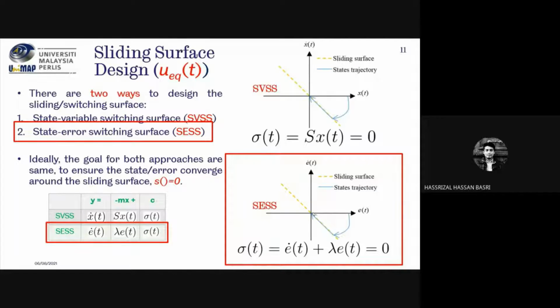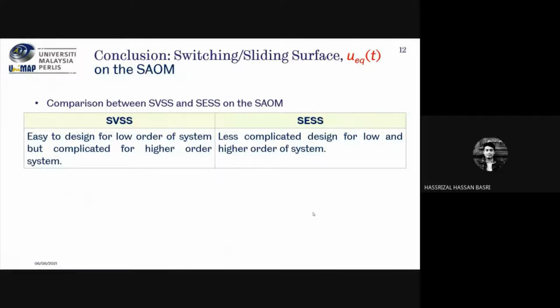Okay, why is SESS better than SVSS? The SVSS is easy to design for low order systems only, but complicated for higher order systems. However, SESS is less complicated to design for both low and higher order systems. Since my research study is a 6th order system, that's why I chose SESS, because it's easy for me to design my sliding surface. If I use SESS, I just need to tune 3 parameters only. If I use SVSS, I need to tune 18 parameters in order to create my sliding surface for my application.